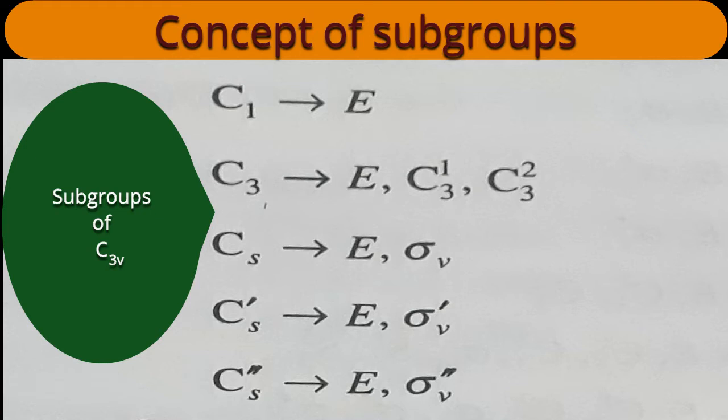Fourth subgroup is C-S dash. Operations possible are E, sigma dash v. And the fifth subgroup is C double dash S. Operations possible are E, sigma double dash v. In the true sense, for the point group, dash and double dash representations don't remain, but it's only for our understanding purpose. In order to distinguish different CS point groups, the prime and double prime are used.